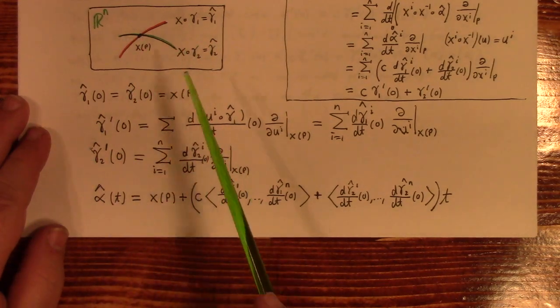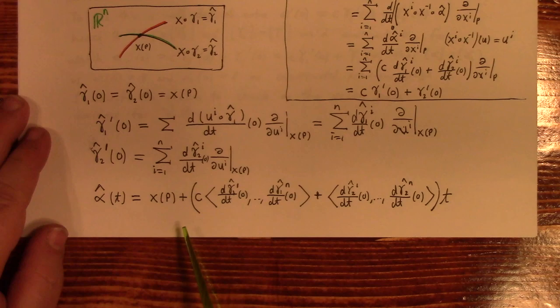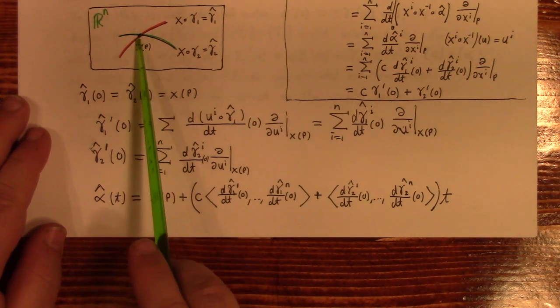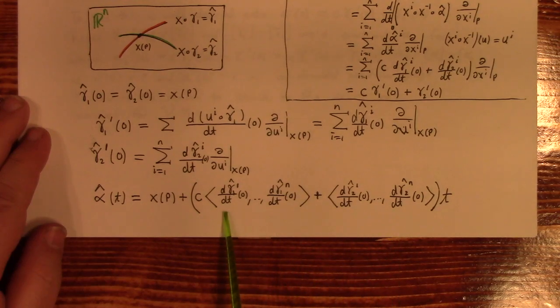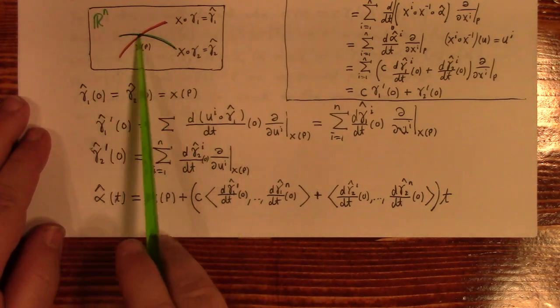Again, let's call it alpha hat. And alpha hat I'm going to build simply to be the line, which is based at x of p and parameterized by the sum of the two tangent vectors. And I'm throwing a constant in here just because I want to define the scalar multiplication and the vector addition all in one fell swoop. So this is a curve I can define down here.